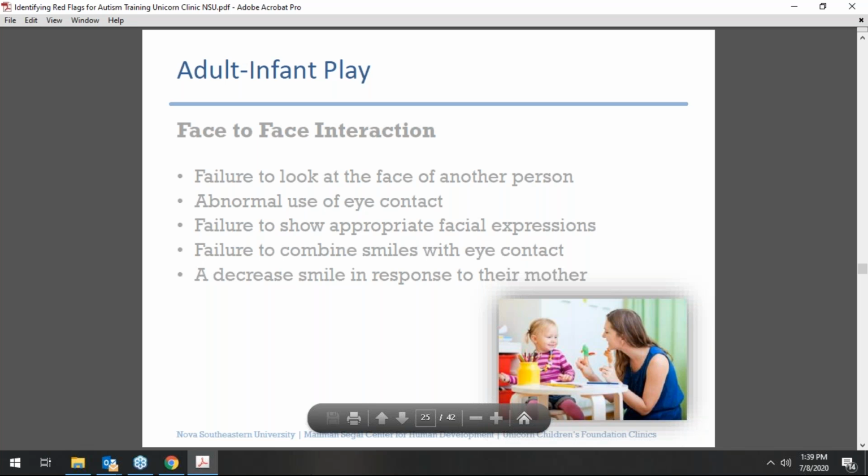And in the literature, we see that the infants typically have a decreased smile in response to their mother. So when their child is interacting, you see that they tend to smile less than typically developing children. Okay, let's go to the next one, and we have another video for this one.